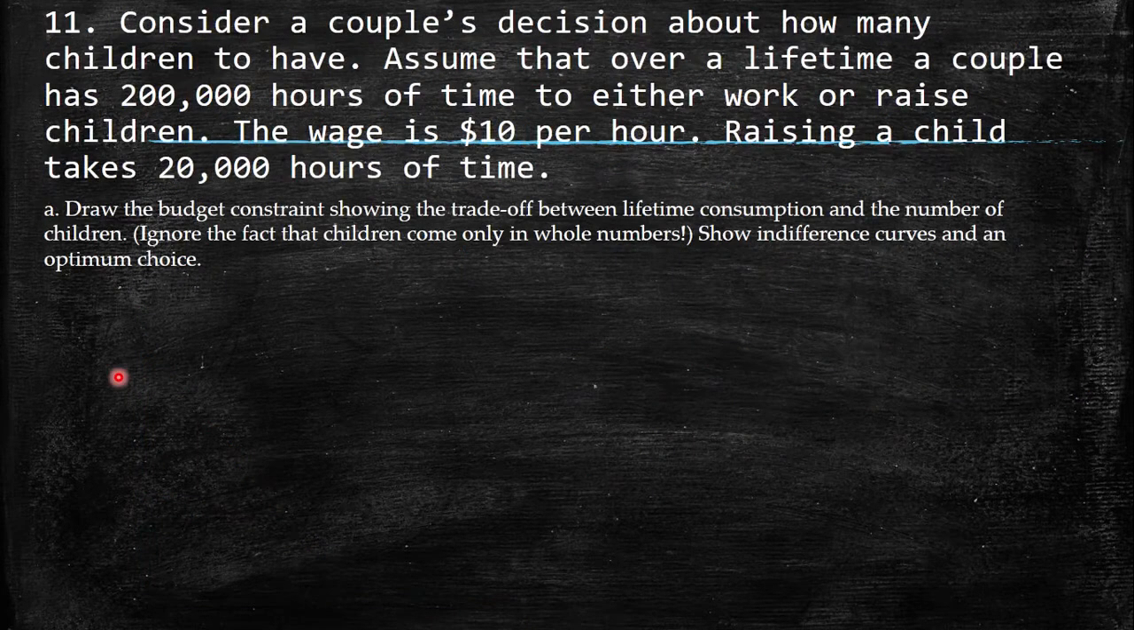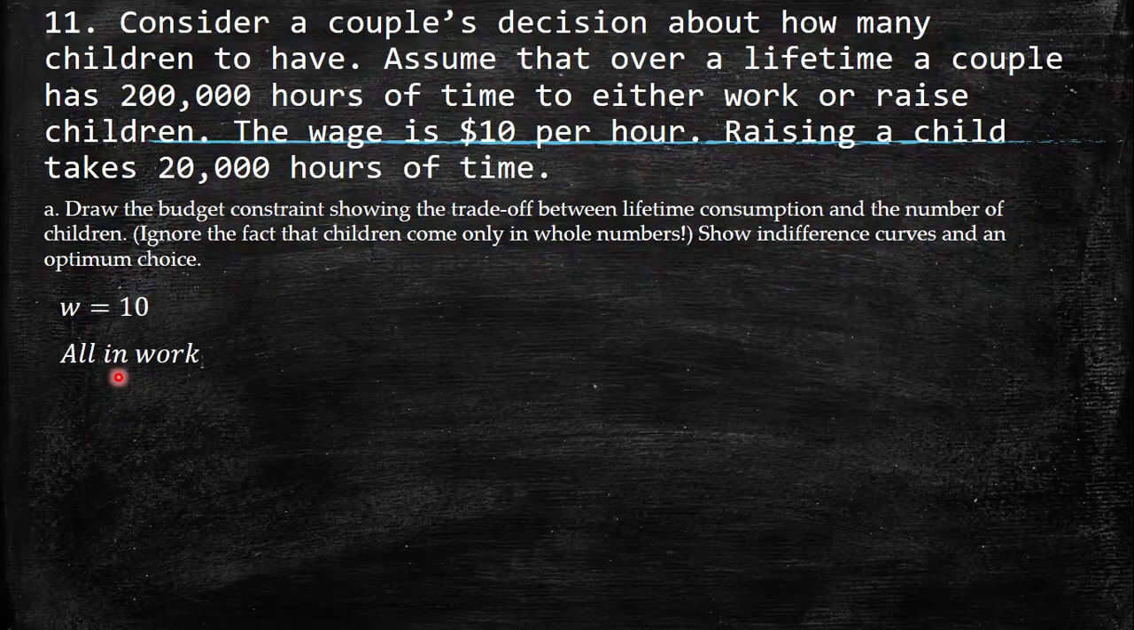Then consider a couple's decision about how many children to have. Assume that over a lifetime a couple has 200,000 hours of time to either work or raise children. The wage is $10 per hour. Raising a child takes 20,000 hours of time. Draw the budget constraint showing the trade-off between lifetime consumption and the number of children. Ignore the fact that children come only in whole numbers. Show indifference curves and optimum choice.